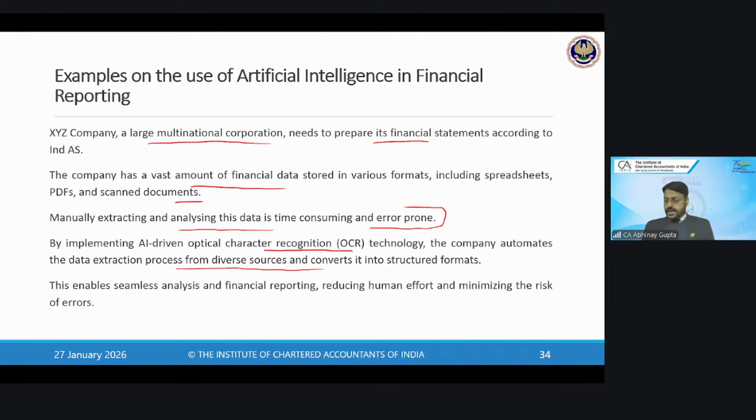Yes, sir. Right. So AI can be helpful in making things faster and easier for you, but the risk AI carries is it is not giving you 100% accurate result at this point in time. I don't know about the future, but today we cannot completely rely on the output of the AI, right? This enables seamless analysis in the financial reporting, reducing the human efforts and minimizing the risk of errors.